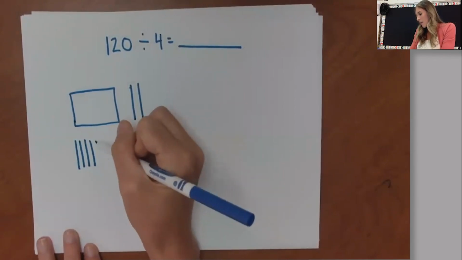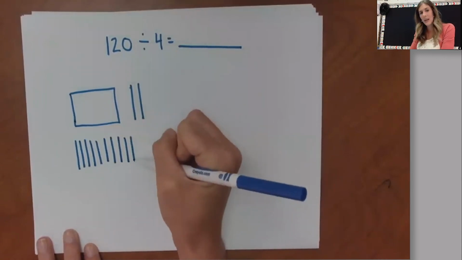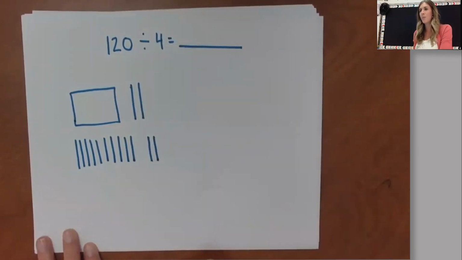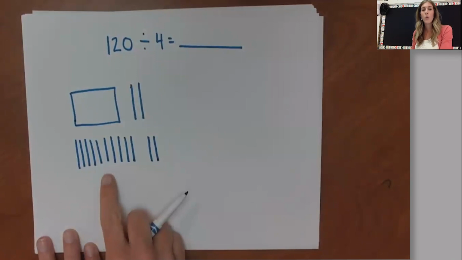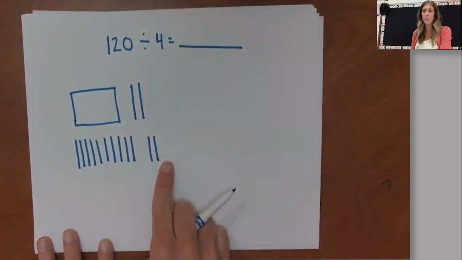3, 4, 5, 6, 7, 8, 9, 10. And we can't forget about the 2 tens that we already had, so we need to draw those as well. This drawing shows 120 renamed as 12 tens. Now we can use the base 10 block drawing to separate the tens into 4 groups to model 120 divided by 4. How many do you think will be in each group? Give it a try. Draw circles around the tens in the drawing to show the tens in 4 equal groups.